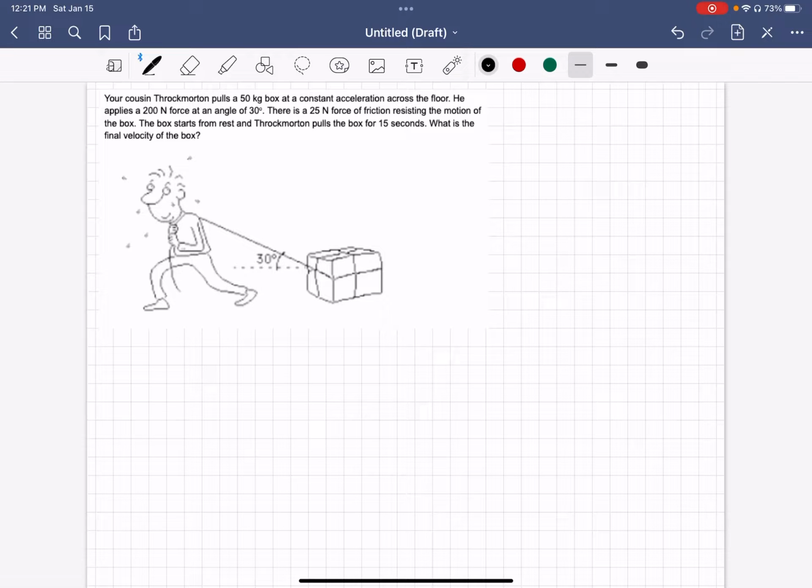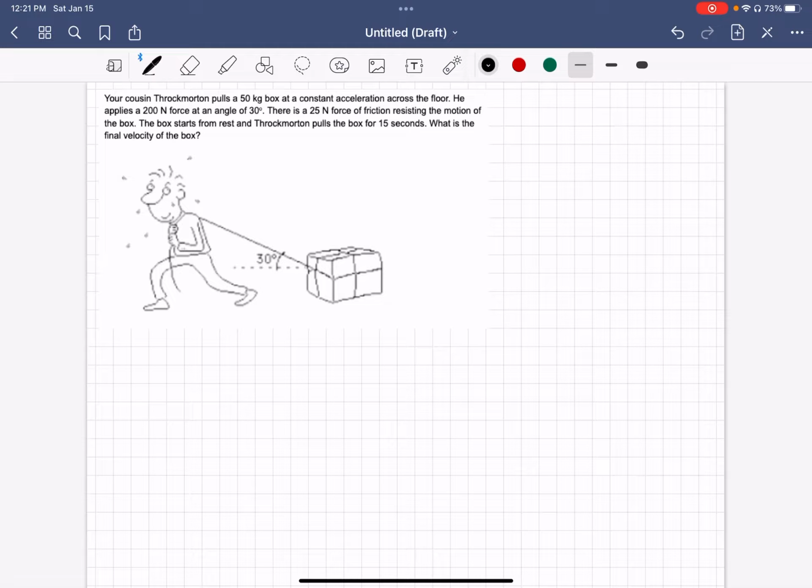So this problem is your cousin Throckmorton pulls a 50-kilogram box at a constant acceleration across the floor. He applies a 200 Newton force at an angle of 30 degrees. There is a 25 Newton force of friction resisting the motion of the box. The box starts from rest, and Throckmorton pulls the box for 15 seconds. What is the final velocity of the box?